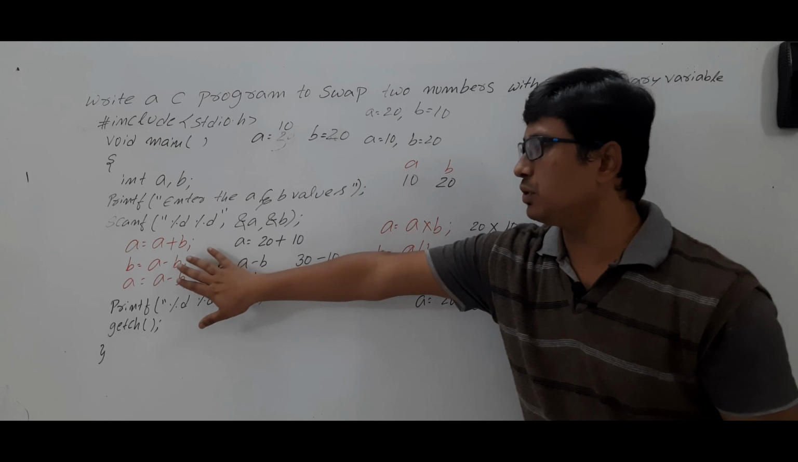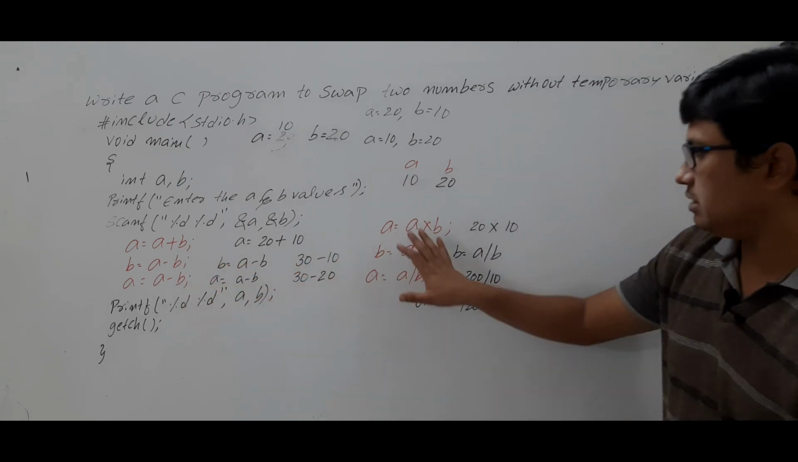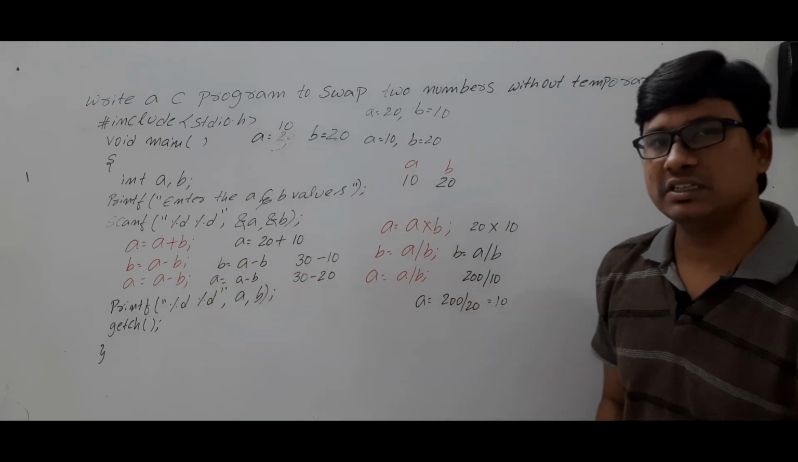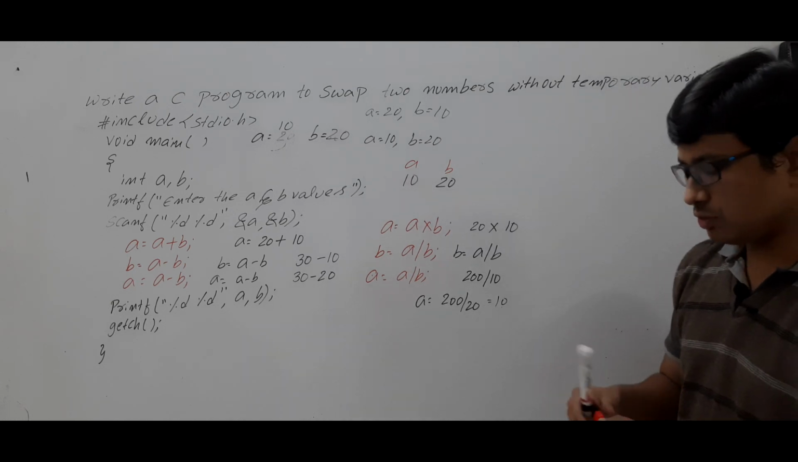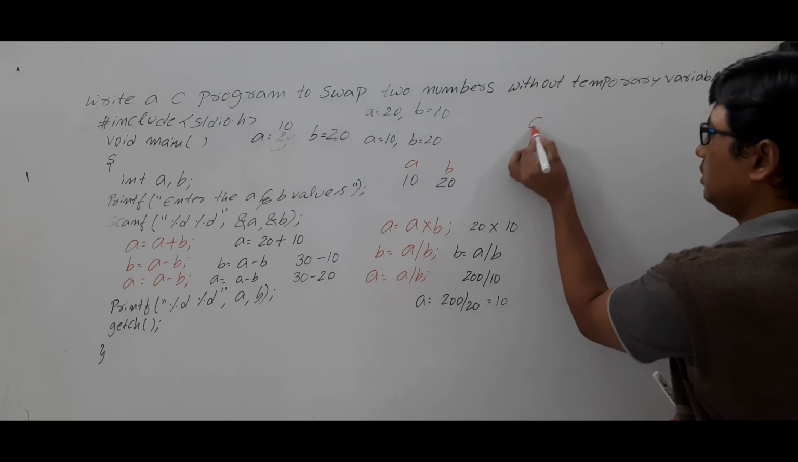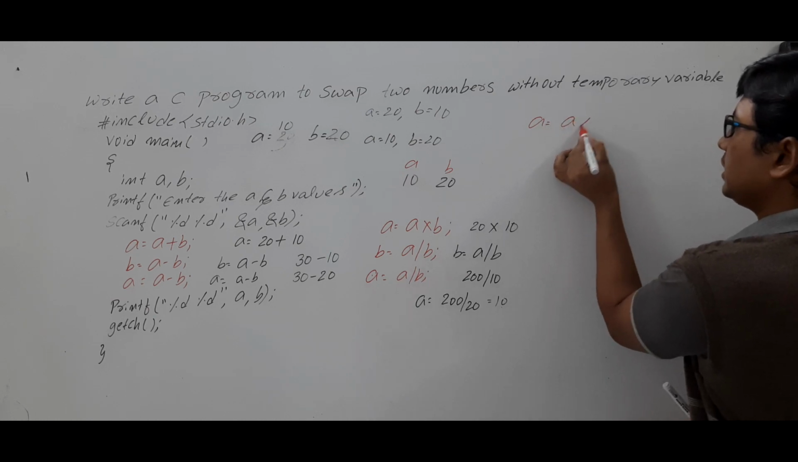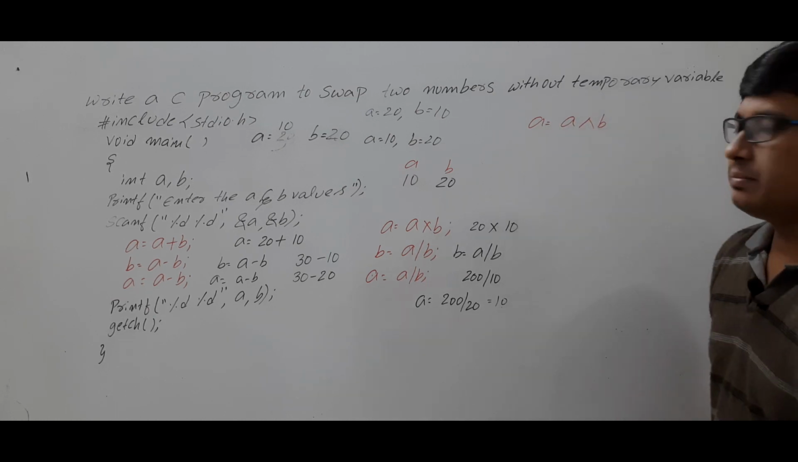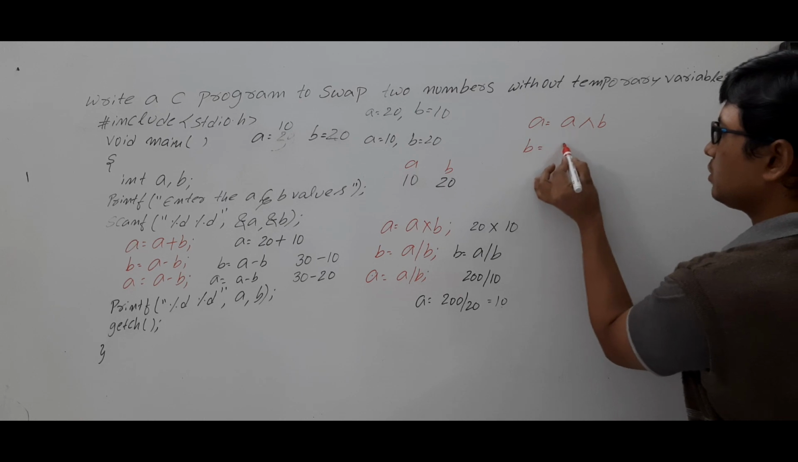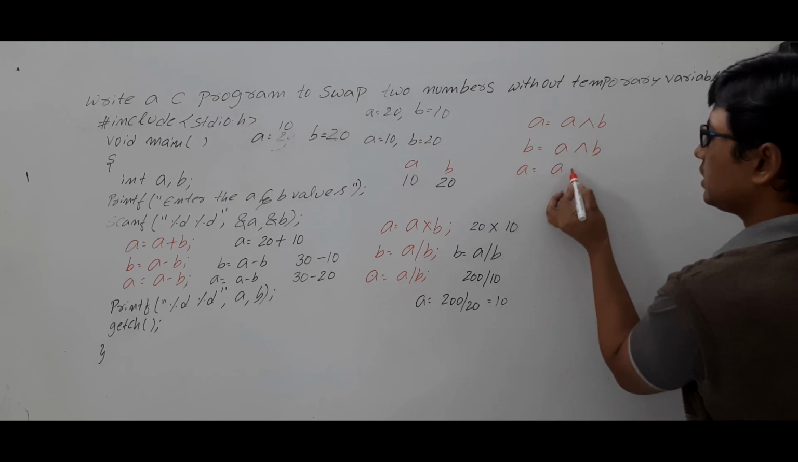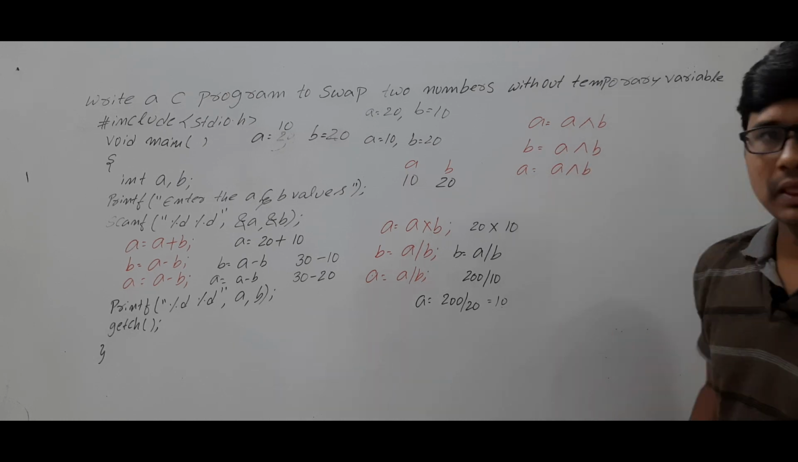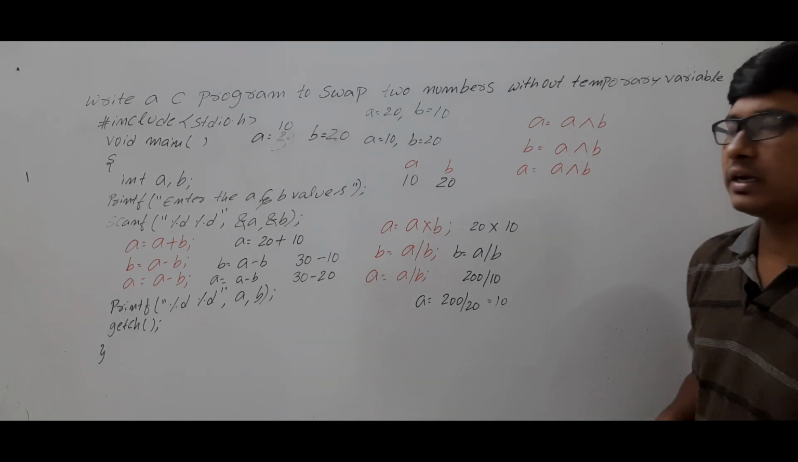So this is about addition and subtraction. This is using the multiplication and division. Now let me discuss using the bitwise exclusive OR. A is equal to A exclusive OR B. B is equal to A exclusive OR B. A is equal to A exclusive OR B. Okay, I hope you are understanding.